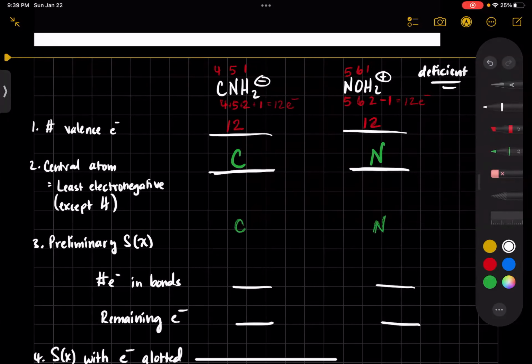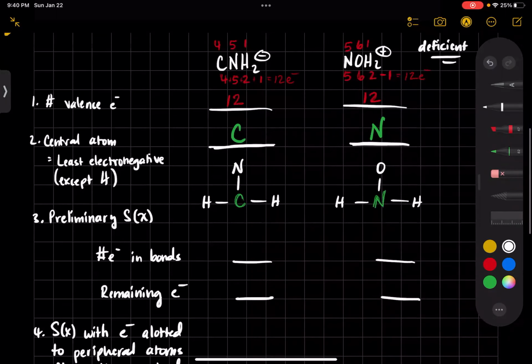Now I'm going to draw on this left structure bonds to 2 hydrogens and a nitrogen. And here, bonds to 2 hydrogens and an oxygen. Now I count the total number of electrons in bonds. Recall that each single bond has 2 electrons. So for this structure, I have 2, 4, 6 electrons in bonds, and likewise here, 2, 4, 6 electrons in bonds.